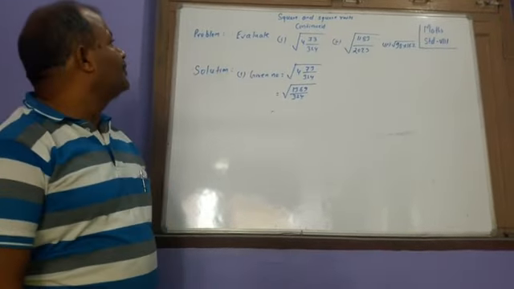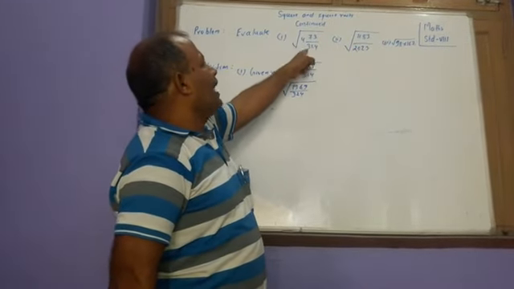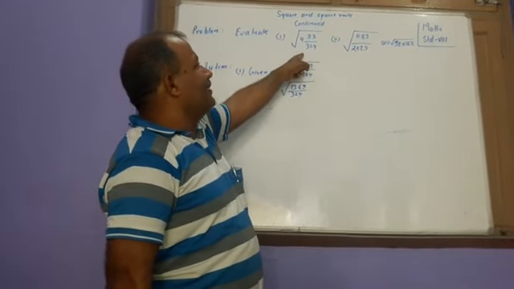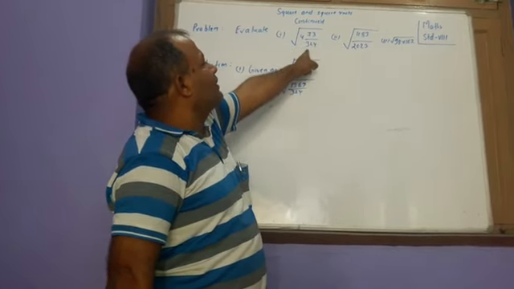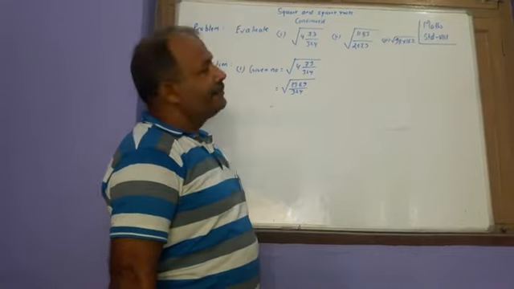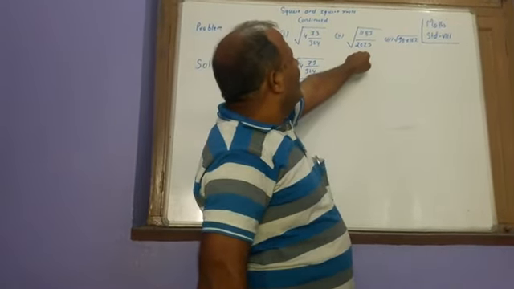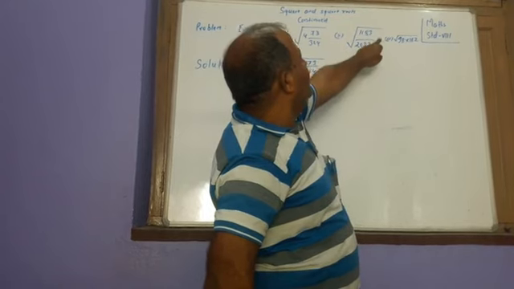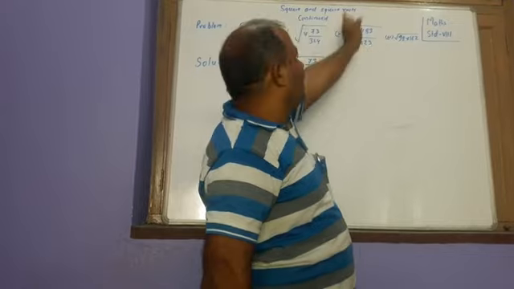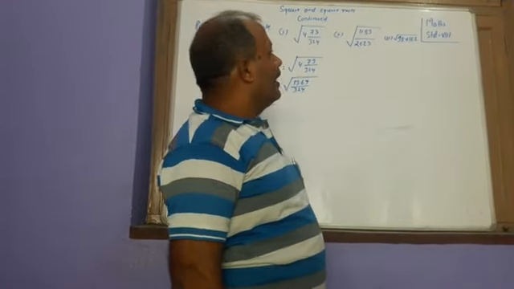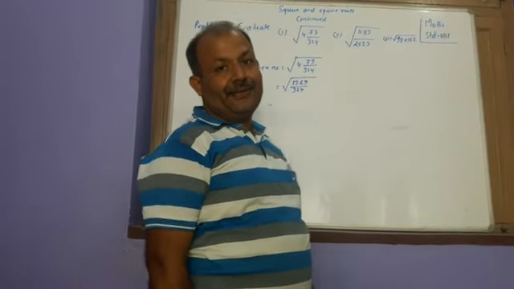Now we come to another problem. Suppose we have to find the square root of a mixed fraction, that is 4 whole 73 by 324. Next, this is a proper fraction, 1183 by 2023, whose square root is to be found. And the third one is the square root of 98 into 162.